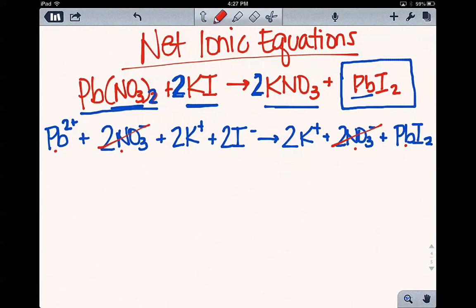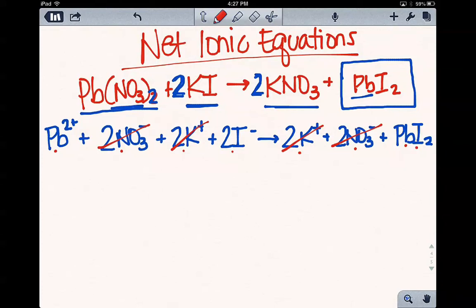Now moving on to my 2 potassiums on the reactant side, 2 potassiums on the product side. The potassiums did not change. They are ions on both sides, so cross them out. Then finally, I have my 2 iodide ions. On the reactant side, they are separate and floating around in solution. And on the product side, they are actually part of a compound. So I am not going to cross those out.